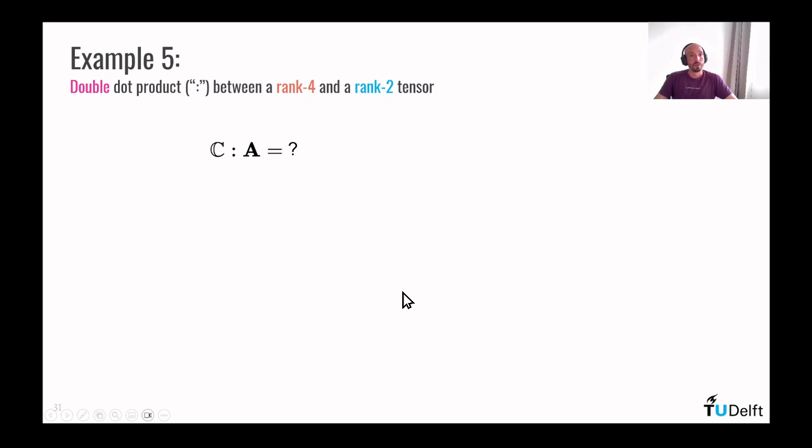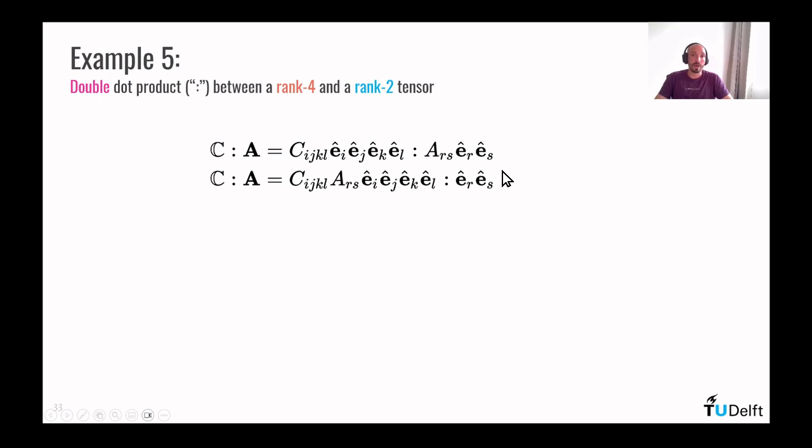Now, what about the double dot product between a rank 4 and a rank 2 tensor? It's the same thing. We just have to write the rank 4 tensor like this: C sub ijkl in the directions ijkl, double dot product. This is tensor A. I use different letters. I do not use ijkl again. I use rs. Second step, I throw every component to the left. I leave the directions to the right.